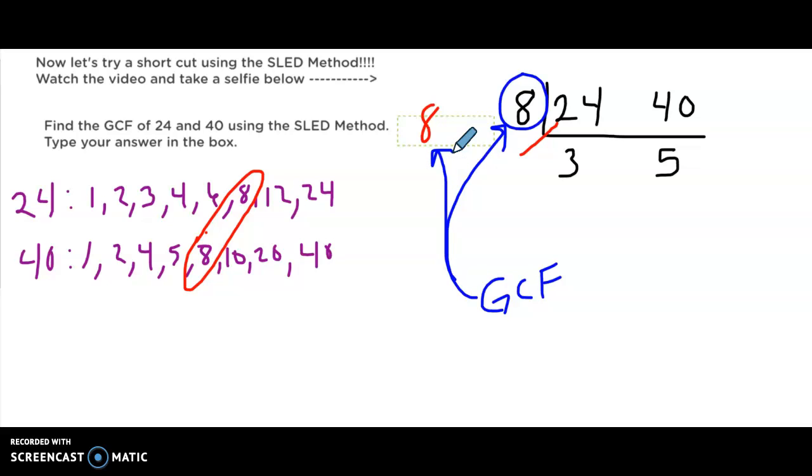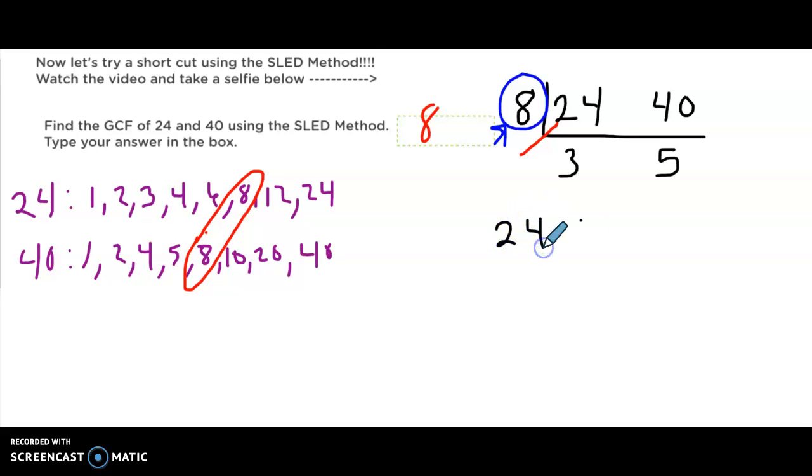But wait a minute. What happens if we didn't pull out an 8? What happens if we did something different? Well, let me erase this. Instead of using an 8, let's use a different number. On your board, put another 24 and 40. Now put them in a sled. But this time, let's not pull out a factor of 8. Think of another number that goes into 24 and 40. Well, what about 4? Let's pull out a 4.